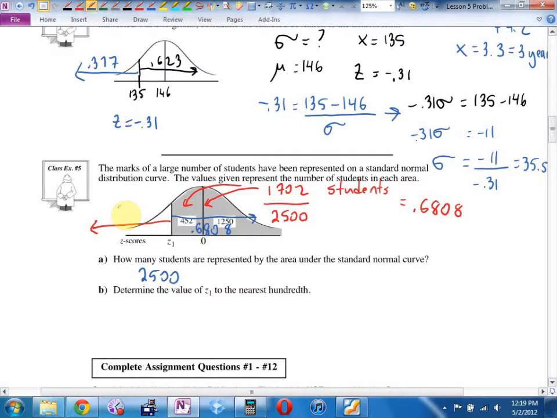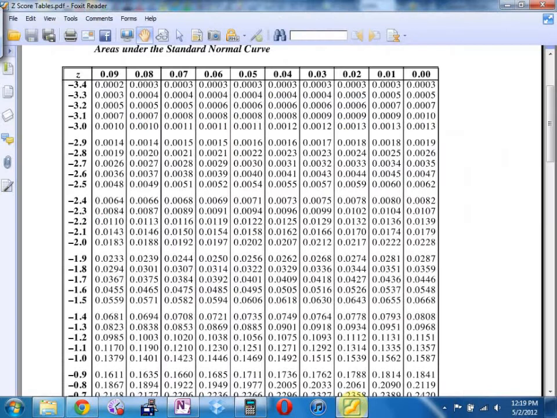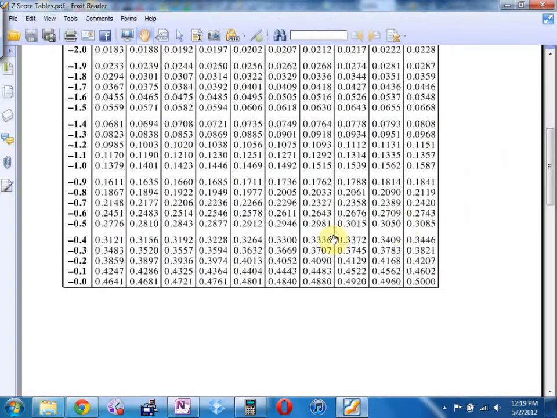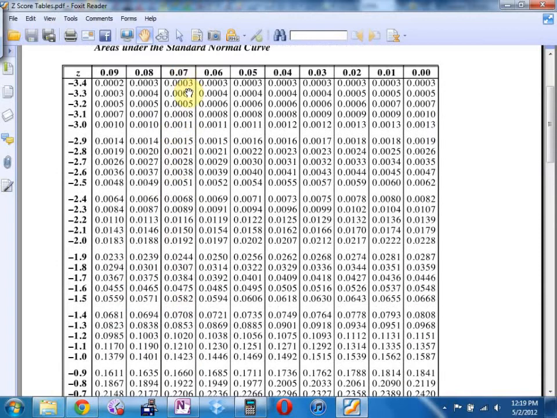Page. 3192. Hey, is that on my orange sheet? Can I find a Z score? Because it wants me to find Z1. 3192, 3192, 3192, 313. Oh, bang on. Negative 0.47. Yes?